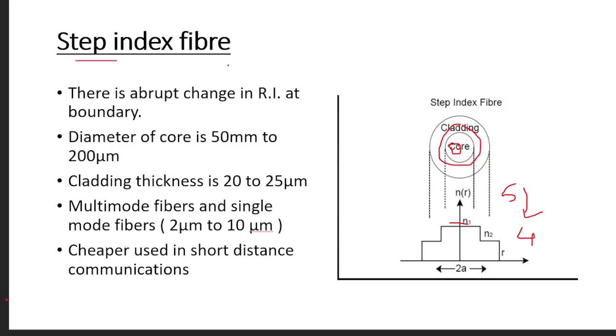Now, in the step index optical fiber, the diameter of the core is 50 to 200 micrometer for multi-mode fibers and the cladding thickness is 20 to 25 micrometer. For single mode fibers, the core diameter is 2 micrometer to 10 micrometer and the thickness of the cladding is 25 micrometer to 30 micrometer. Step index fibers are cheaper and are used in short distance communication.